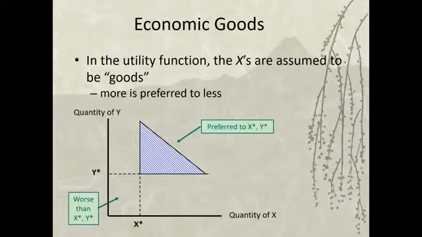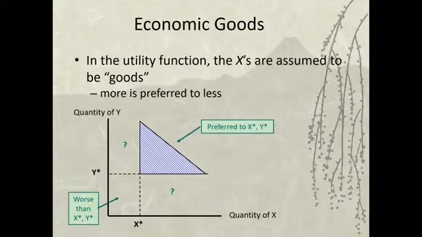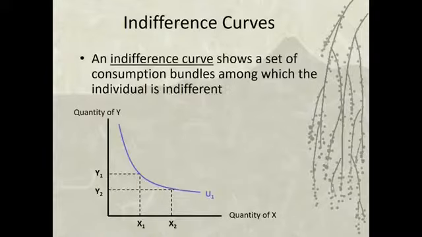And if I have more thirst, and I can afford more, then I can go for more units of water or glasses of water. So this is what we are trying to reflect. But this preferred zone as well as the worse than zones are there, and between them there is an indifference zone. So an indifference curve shows a set of consumption bundles among which the individual is indifferent. So what is indifference? This is very important.